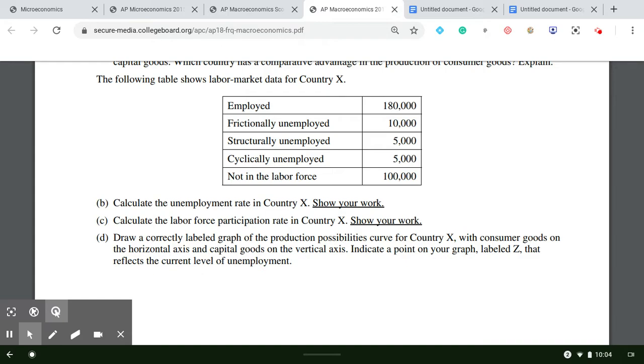And then finally, cyclical unemployment has to do with the business cycle. If there's cyclical unemployment, there is a recession going on. Okay. And then, of course, we have folks that are just not in the labor force. They're not seeking employment, nor are they employed. All right. So it says calculate the unemployment rate in country X and show your work. So what you have to do is add up everybody that is unemployed. That's only the frictional, structural, and cyclical unemployed folks, and that's 20,000.